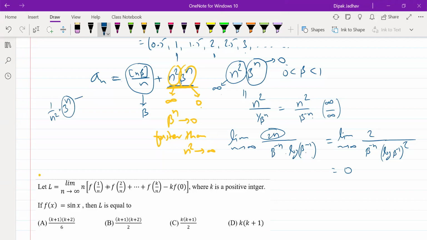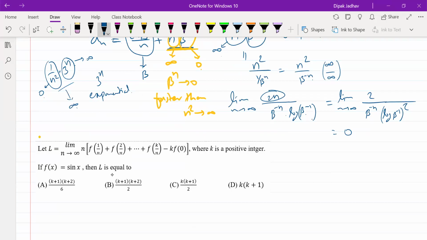Yeah. So this is going towards infinity, this is going towards 0. But 3 raised to n goes towards infinity faster than 1 by n square going towards 0, because 3 raised to n is a kind of exponential power, so this will increase faster. You can check. You can apply L'Hopital rule twice and you'll get the product goes towards infinity. Thank you, sir.